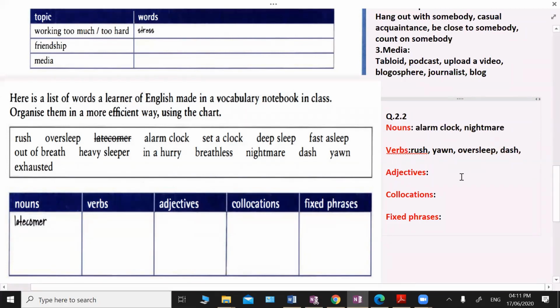We will move on to adjectives. There are two adjectives. Can you give me these two adjectives, please? You can say it or you can write in the chat box. Breathless, that's right, very right. Okay, I need a minute to get the charger.